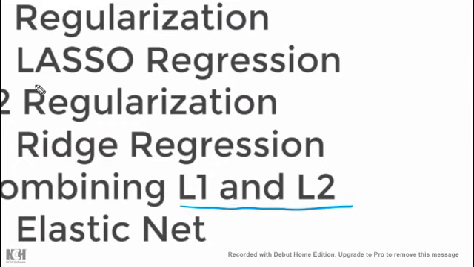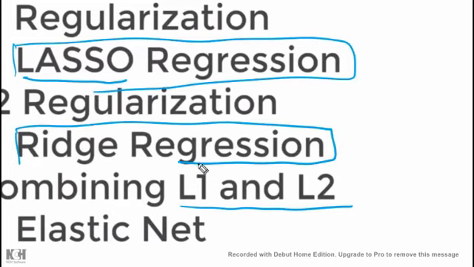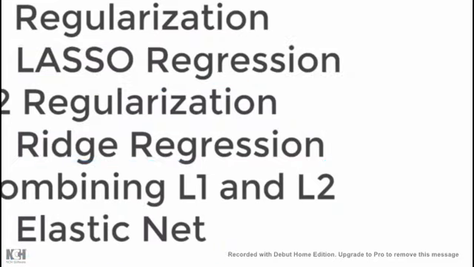L1 regression is also called lasso regression. L2 regression is also called ridge regression. The combination of L1 and L2 is called elastic net regression. So you can write in the notes: L1 regression, which is equal to lasso. L2 regression, which is equal to ridge. A combination of L1 and L2 is called elastic net.